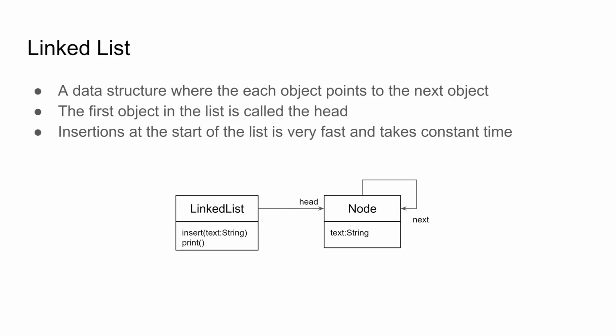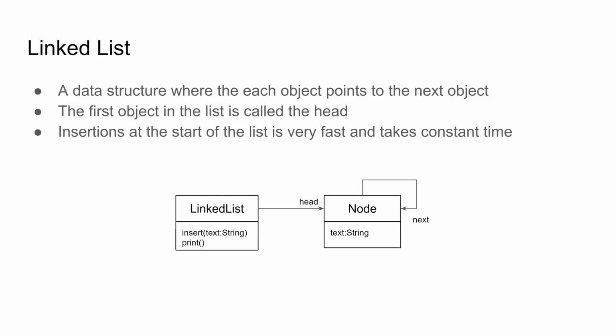A linked list is a data structure where each object points to the next object in the list. The first object in the list is often called the head. And insertions at the start of the list are very fast and take constant time compared to, for example, an array of objects where you need to deallocate stuff and copy stuff for every insert you make.